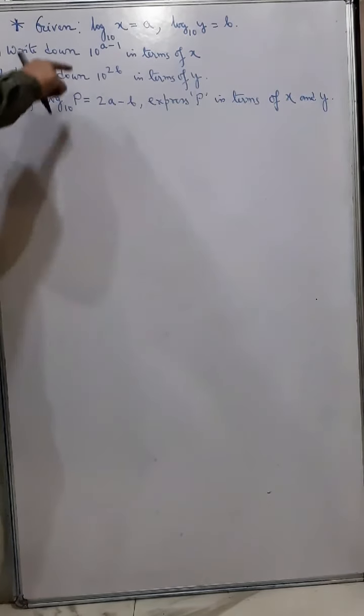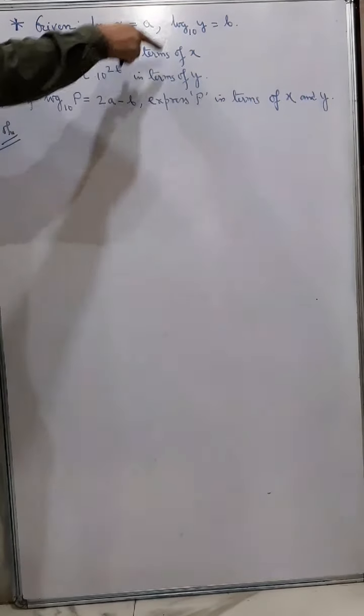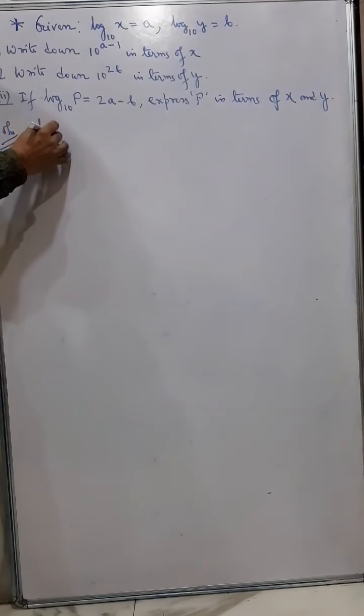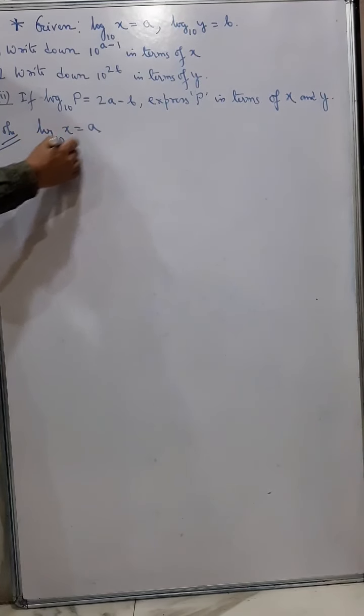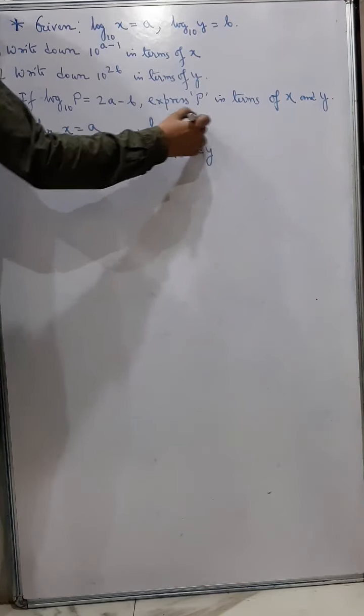Now in this sum it is given that log base 10 of x equals a and log base 10 of y equals b. Now number one, what you have to find is 10 to the power a minus 1 in terms of x, and so on. What will we do first? We will first convert these two logarithms into exponents. Log base 10 of x equals a, and therefore 10 to the power a equals x. Similarly, log base 10 of y equals b, and therefore 10 to the power b equals y.